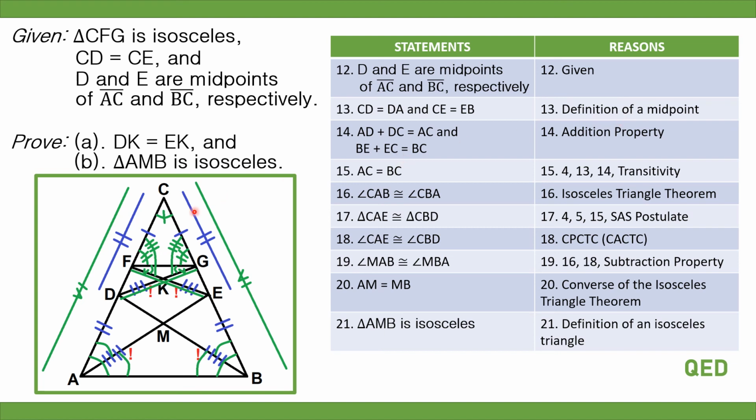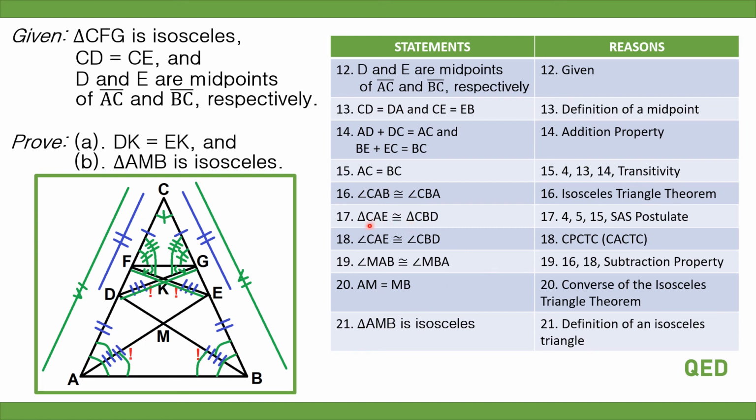And, as I have mentioned, you need to add these segments. So AD plus DC is equal to AC and BE plus EC is equal to BC by addition property. And as I've also mentioned, their sums are equal. So statement 15, AC is equal to BC by transitivity of statements 4 in the previous proof, then 13, then 14. Statement 16, angle CAB is congruent to angle CBA. These angles are congruent by the isosceles triangle theorem.